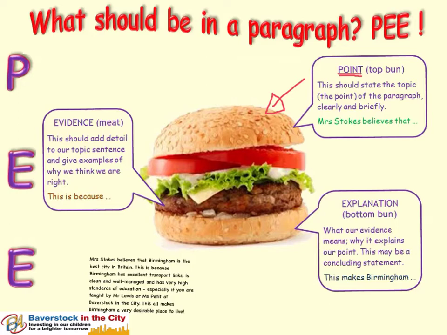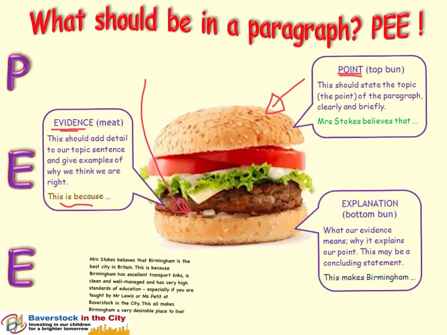The first E in the paragraph is evidence. And this is like the meat in the bun, the burger. This should add detail to our topic sentence and give examples of why we think we are right. So we've made our point, Mrs. Stokes believes that. The evidence, this is because, and then we go on to show some evidence.